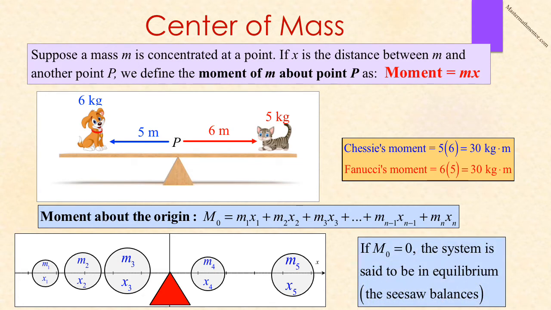If the moment about the origin, M sub 0, equals 0, then the system is said to be in equilibrium, which means that the seesaw balances. So looking at our problem above with the two animals, M sub 0 is equal to 6 times negative 5 plus 5 times 6 is equal to 0, and that means that the system balances.